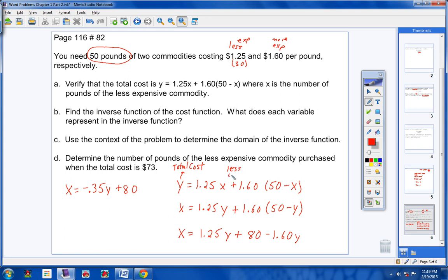Lesser commodity. Okay. So now, guys, they've totally swapped, okay? Everything here is totally, remember, whenever you find an inverse function, everything's backwards. So now x is your what? Total cost. And y is your what?